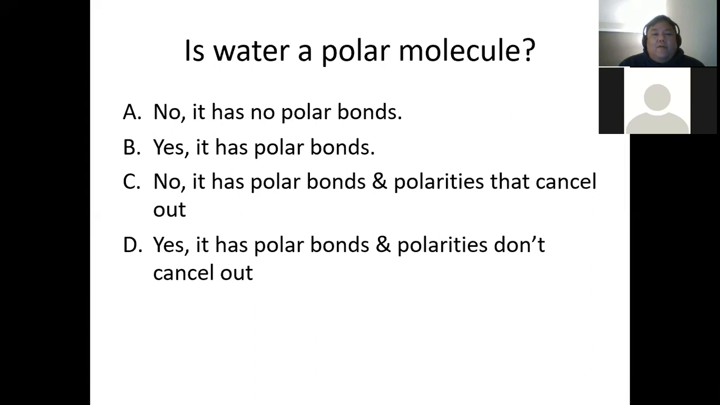Is water a polar molecule? A: No, it has no polar bonds. B: Yes, it has polar bonds. C: No, it has polar bonds and polarities that cancel out. D: Yes, it has polar bonds and polarities that don't cancel out. What letter is correct? A, B, C, or D? Matthew says B. Beyonce says either A or C, but she hasn't specified a letter yet.